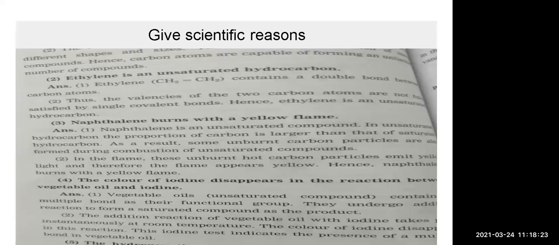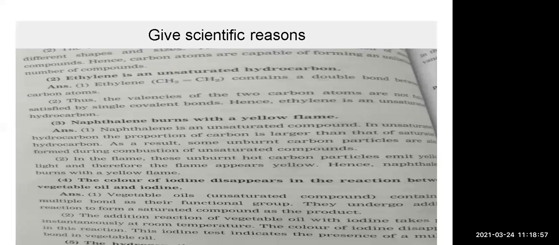Then there are different scientific reasons. Now, ethylene is an unsaturated hydrocarbon. Why? Because first of all, ethylene contains a double bond between the two carbon atoms. Then the valency of the two carbon atoms is not fulfilled by a single covalent bond. That's why they require one more bond. So it is an unsaturated hydrocarbon as it contains a double bond between carbon and carbon.